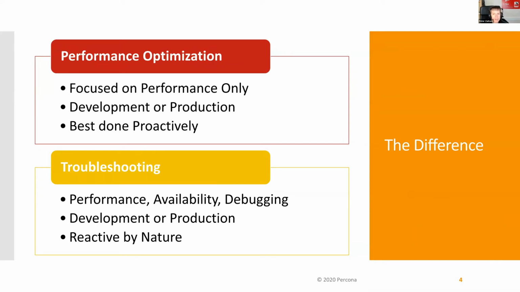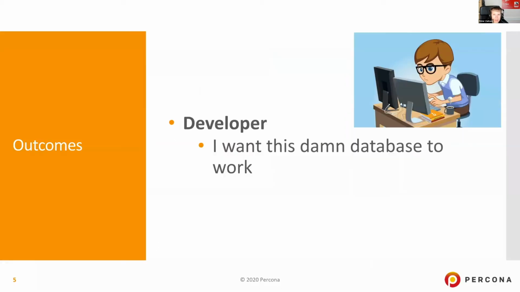Now, what is troubleshooting? Well, troubleshooting is what you do when things break, right? When you are having some problems in your system, and that may range from performance problems to the system being kind of down and you don't know why, right? It may or may not be performance related, to debugging certain things, like maybe you are not getting the results you expect, stuff like that. Again, it can happen in development and production, but troubleshooting is reactive by nature because it is focused on resolving the problem you have.